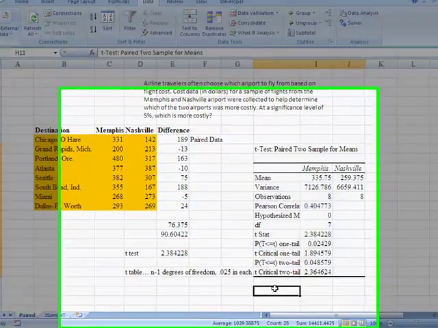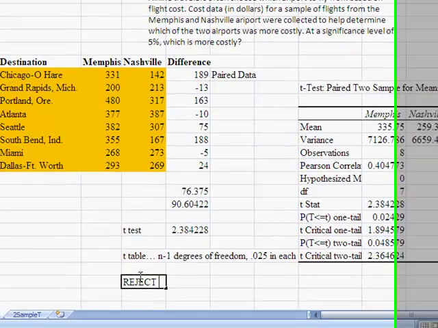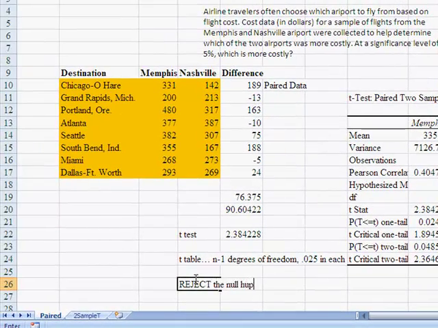Now, notice what's here. Notice that the t-stat that it calculated happens to be exactly the same as the t-statistic we calculated. So, woohoo, we did it right. What Excel does for us is it goes off and finds the critical values. Since this is two-tailed, I'm comparing this to 2.36. Well, 2.38 is not much bigger than 2.36, but it is larger. So I am going to reject the null hypothesis.